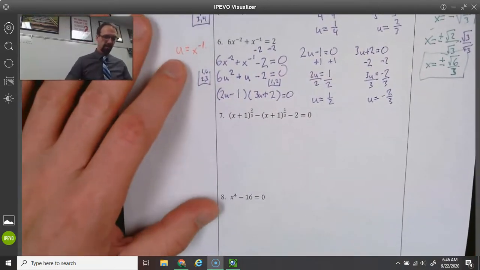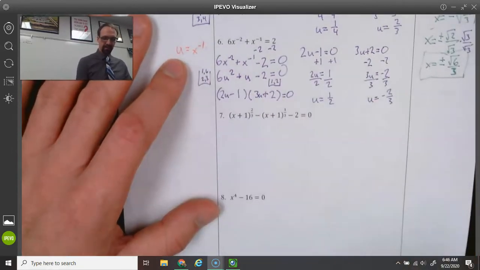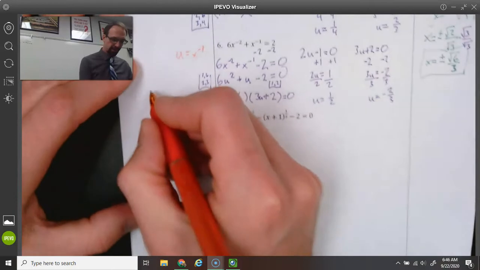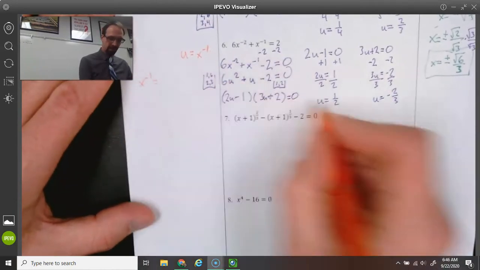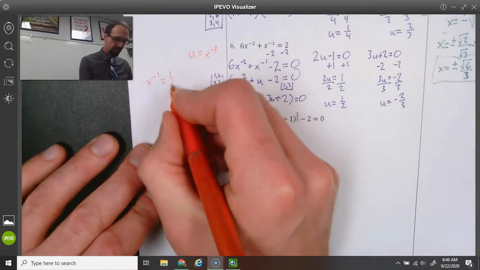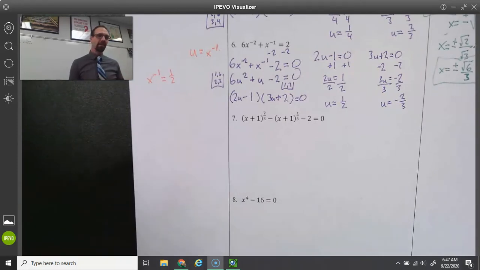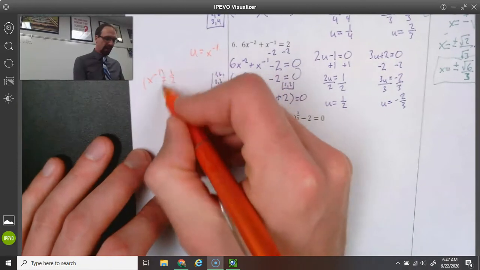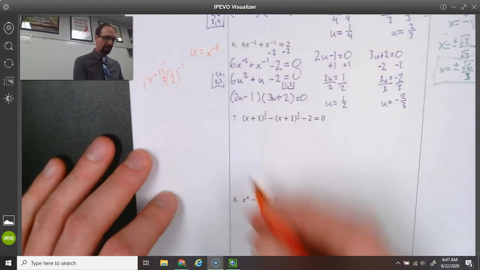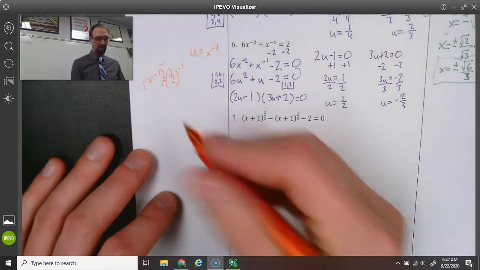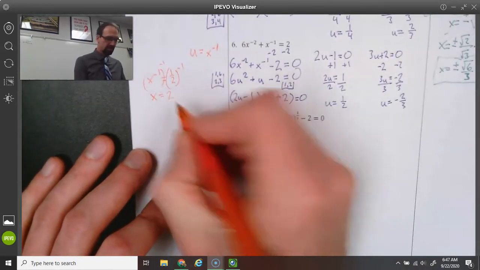So if I go back and re-substitute x to the negative first for each of my u's here, I'm going to have x to the negative first equaling, let's see, it looks like 1/2. So, again, how would I get rid of this x to the negative first power? If I wanted to solve for x, let's think about what this actually does. If I raise this to another negative first power, I would multiply the exponents, and I would be back with just x. So if I raise both sides to the negative first power, essentially this just means you're taking the reciprocal. So in this case, x equals 2.